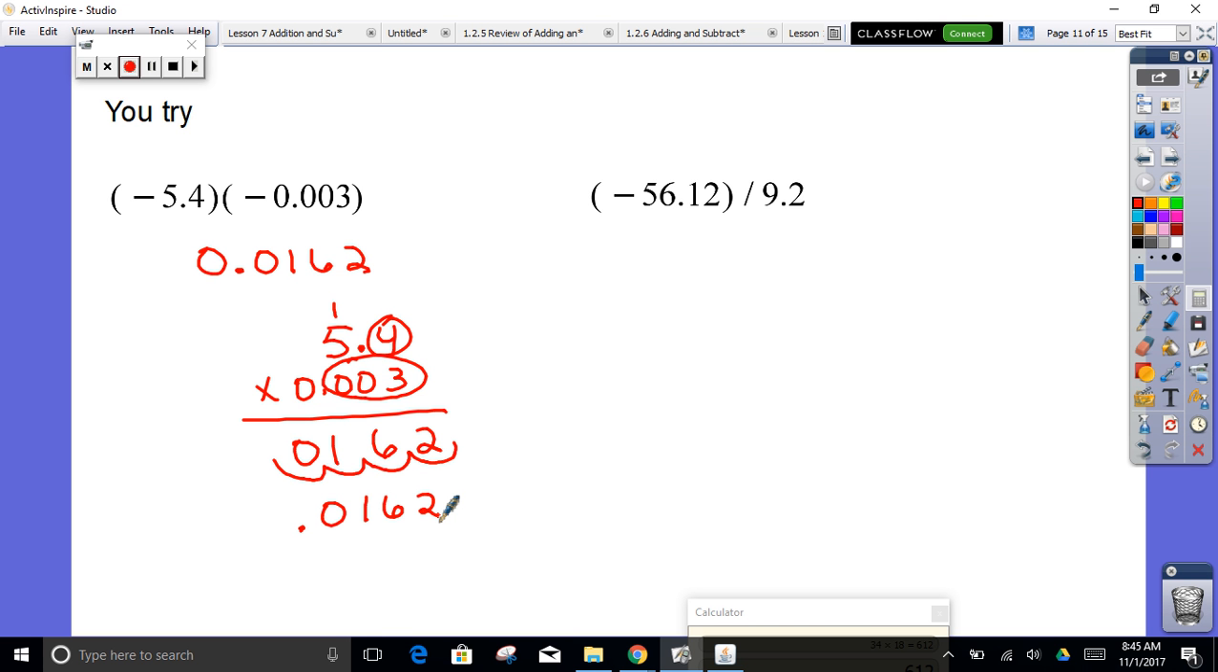Okay, next one. Pat, what did you get as an answer? I got -6. Not quite. Carly? Negative 6.1. Negative 6.1. So if we do 9.2 into 56.12, we're moving the decimal over 1 and 1. So we're going to have a decimal here in our answer. So 92 does go into 561 6 times, but we have to subtract 552.